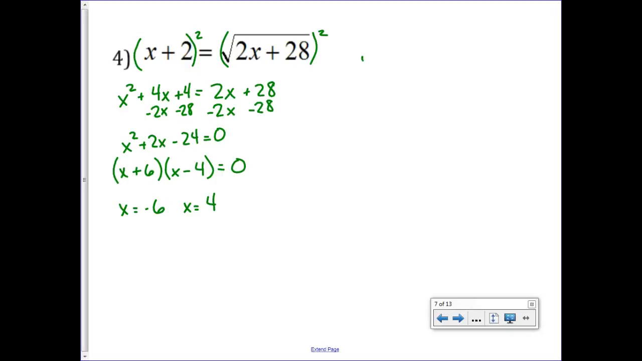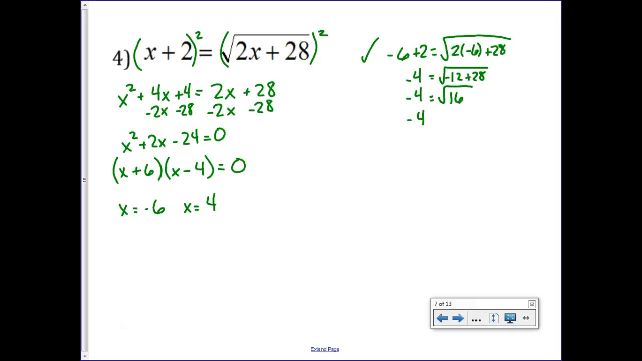So I'm going to check negative 6 plus 2 is equal to the square root of 2 times negative 6 plus 28. So negative 6 plus 2 is negative 4, is equal to the square root of negative 12 plus 28. So negative 4 is equal to the square root of 16, negative 4 is equal to 4. Oh, that one doesn't work.